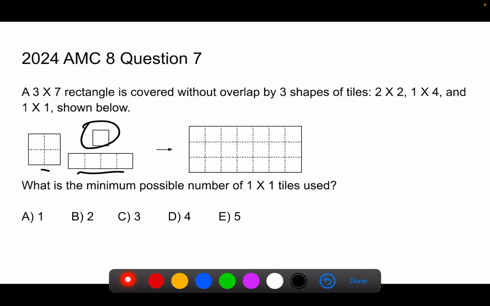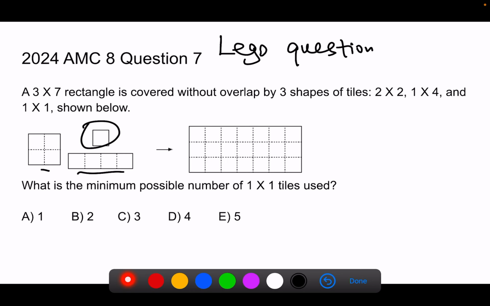So you want to use as much as possible the 2 by 2 and 1 by 4 tiles. This sort of question where you have different shapes and you're trying to make up some shape, I call them Lego questions, because it seems like you have 3 types of Lego pieces and you're trying to put together a puzzle, and you want to figure out how to use the bigger pieces as much as possible, because of course you can use 21 1 by 1 tiles to make up this shape.